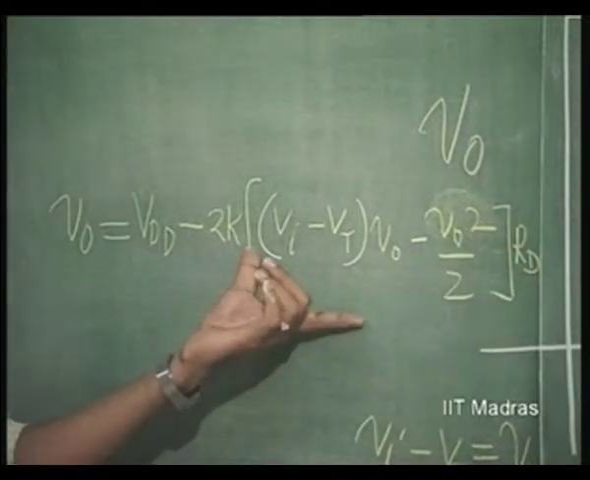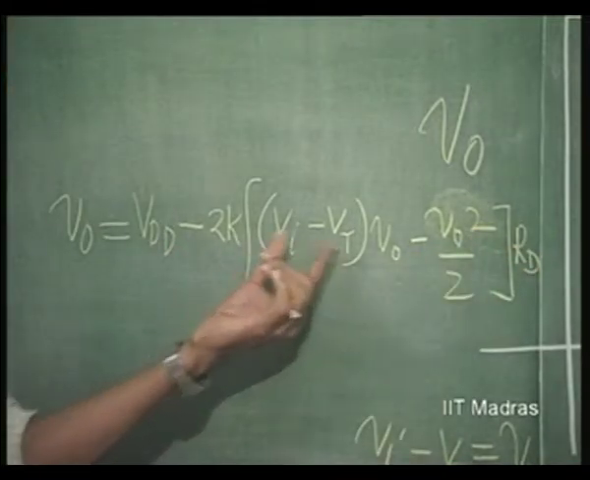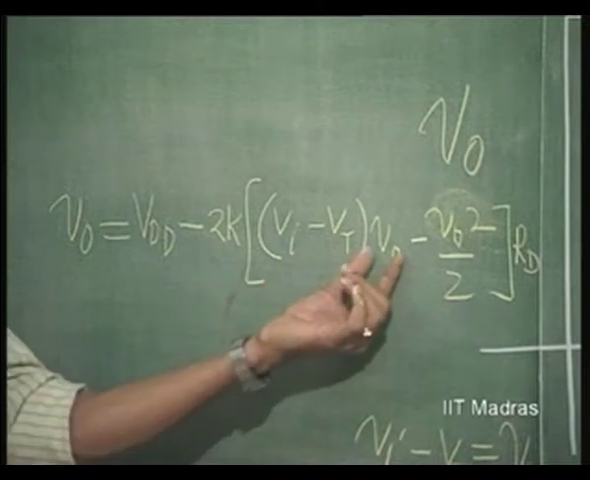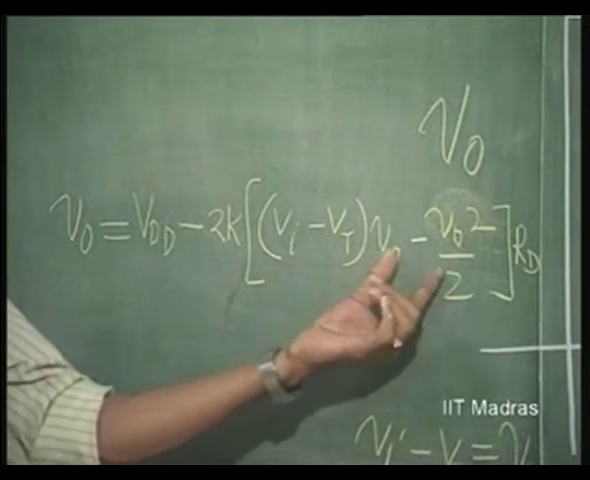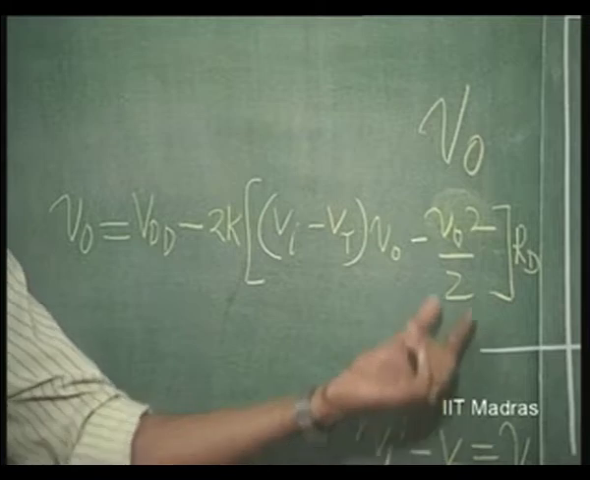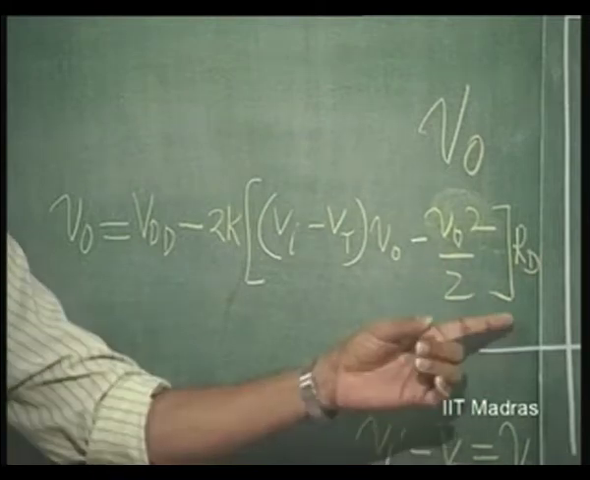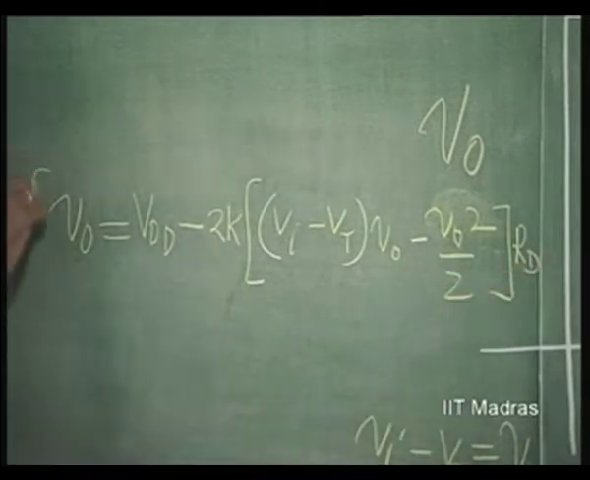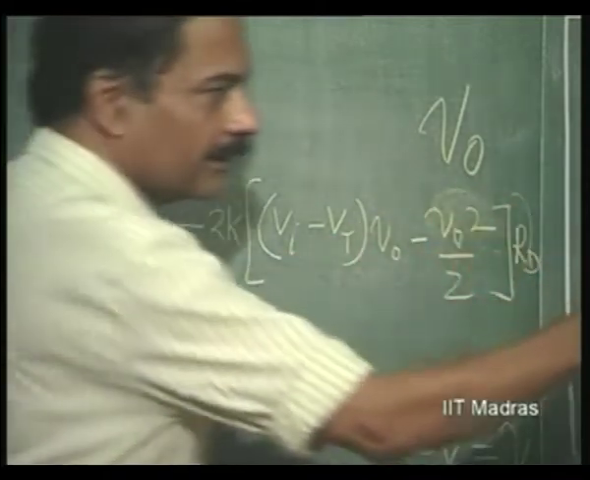IDS is going to be now 2K into VGS minus Vt, which is Vi minus Vt, into VDS, which is V naught, minus VDS squared by 2, which is V naught squared by 2, into RD. So, this is the equation that is valid in this region.